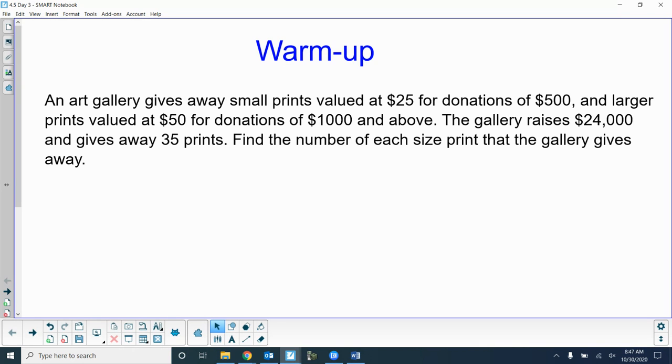All right. An art gallery gives away small prints valued at $25 for donations of $500, and larger prints valued at $50 for donations of $1,000 and above. The gallery raises $24,000 and gives away 35 prints. Find the number of each size print that the gallery gives away. So, what's the easy equation?